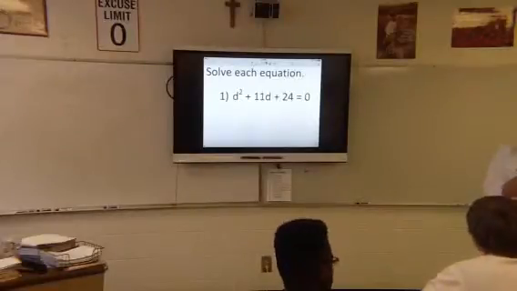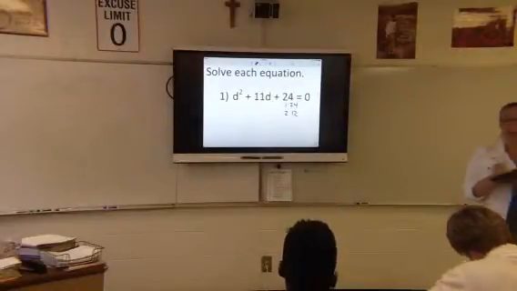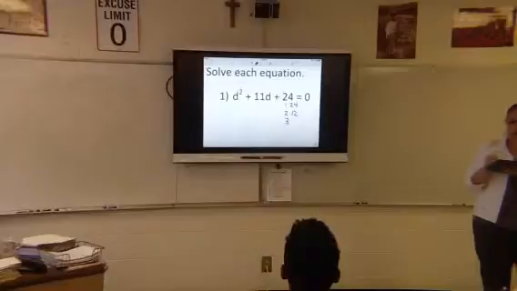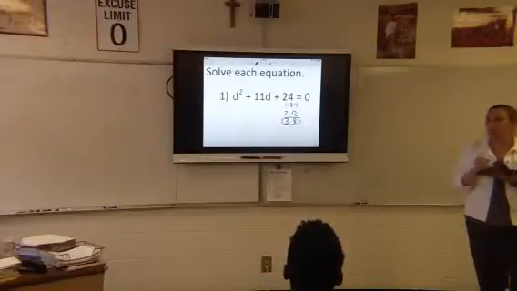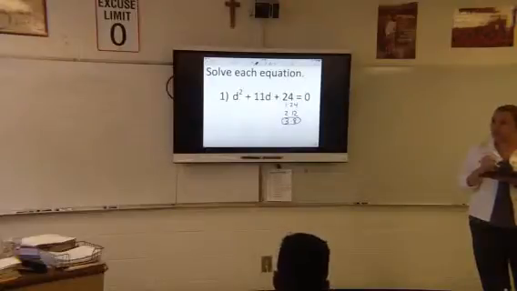If you didn't know 3 and 8 though, no big deal. You would do 1 times 24, right? That's not going to get us 11. 2 times 12, not 11. And then we'll hit 3 times 8. Yeah, that looks like it might work. So it's okay to make a list of factors until you find something that works, okay?